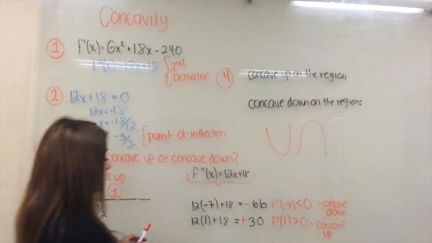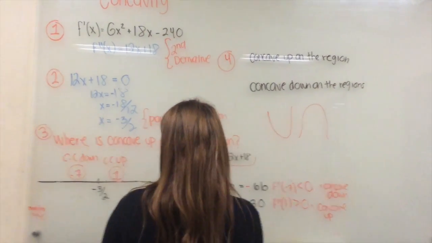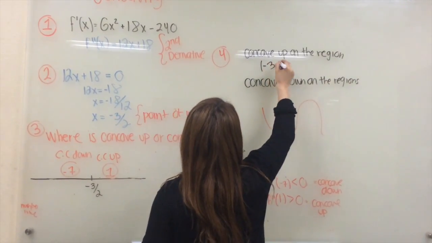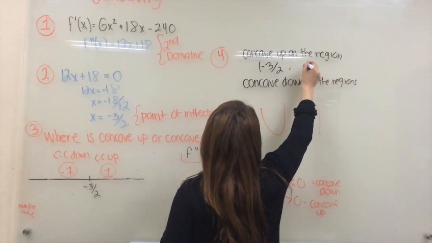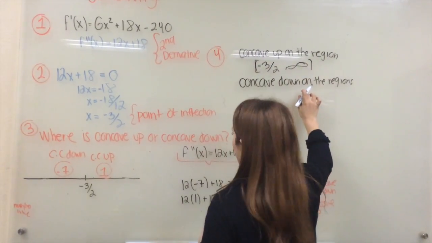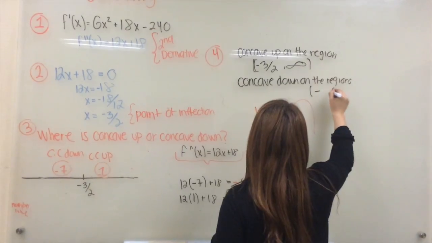So it's concave up on the region negative 3 over 2 to infinity, and it is concave down in the region negative infinity to negative 3 over 2.